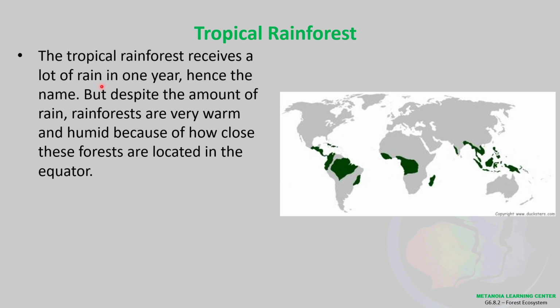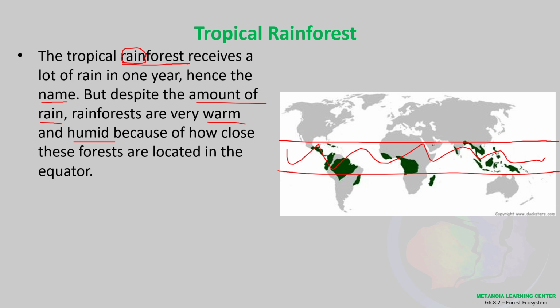Okay? So, tropical rainforest. The tropical rainforest receives a lot of rain in 1 year, just like in the Philippines, no? Nag-experience tayo ng malakas na ulan and maraming ulan. Hence the name. That's why nga tropical rainforest, because basically it receives a lot of rain. But despite the amount of rain, rainforests are very warm and humid because of the location. Kung saan sila matatagpuan, if you notice. In the area ng equator nga, where this area basically faces the sun most of the time, especially pag straight talaga yung earth.